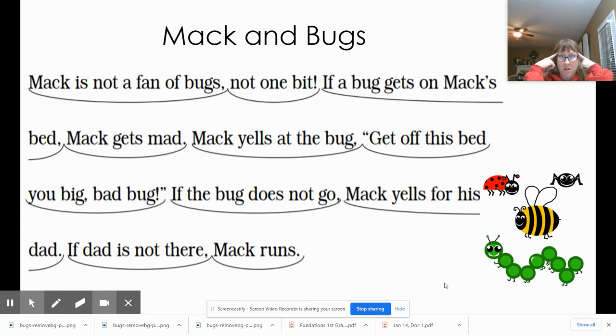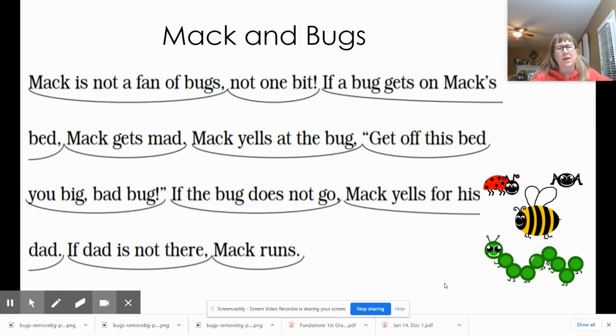Put that in your brain and think about what that looks like. When you have a picture of what that looks like, raise your hand. Great. I picture a kid either standing up next to his bed or sitting on his bed, yelling at the bug, going, get off this bed, get off, right? He's yelling. He's not, hey, bug, could you please move? He's yelling, get off this bed, you big bad bug.